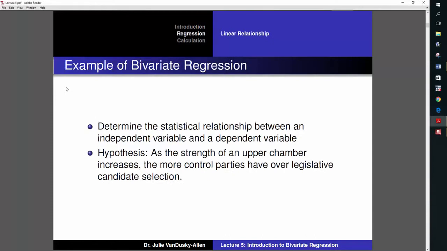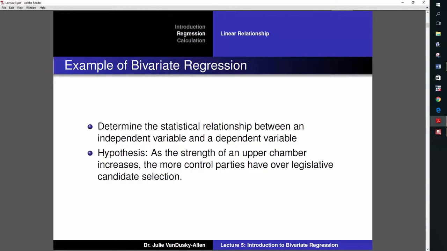In the previous lectures, we discussed how we use statistics to determine if there's a statistical relationship between an independent and a dependent variable. Bivariate regression is one way in which we can determine the statistical relationship between two variables. It is called bivariate regression because there are only two variables in the regression, one independent variable and one dependent variable, hence bivariate.